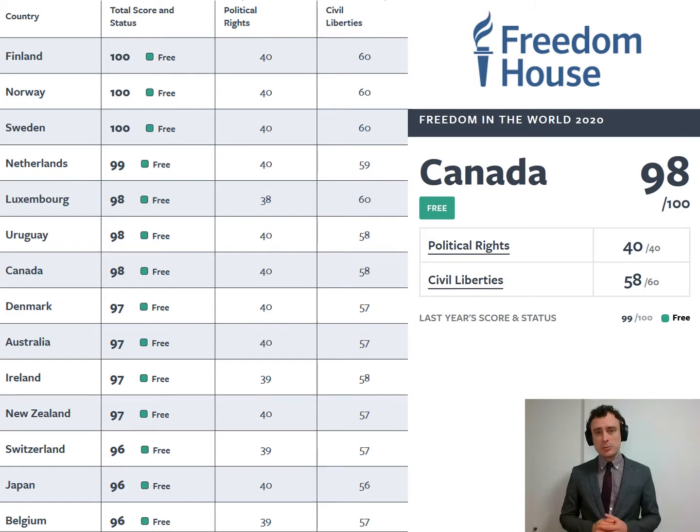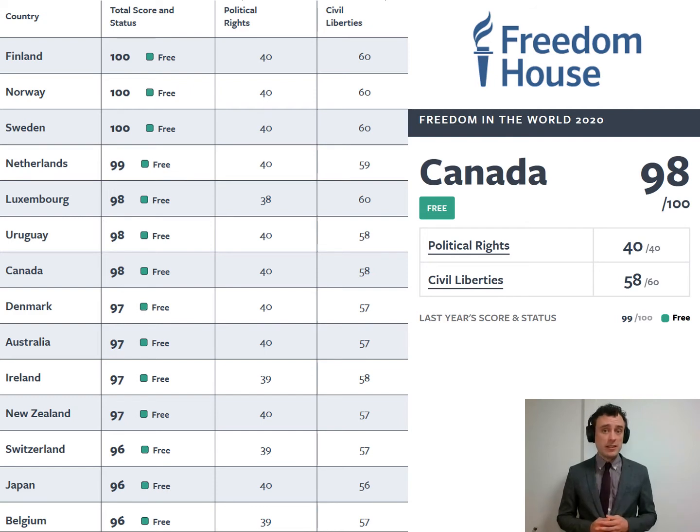To better understand the protection of rights in Canada under the Charter, it's helpful to look at Canada's position among all the countries of the world in terms of how it protects rights and liberties. Let's turn to Freedom House for some data. Freedom House is a non-governmental organization that measures and monitors the status of freedom in every country around the world.